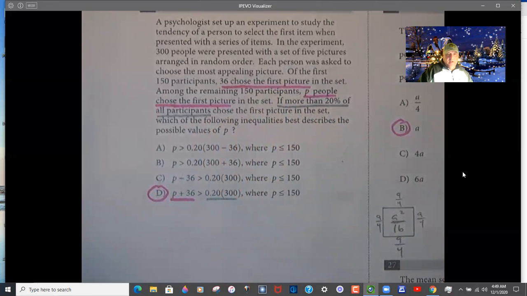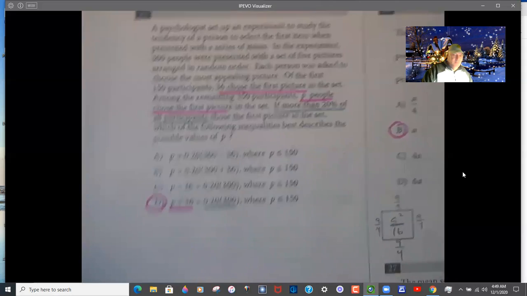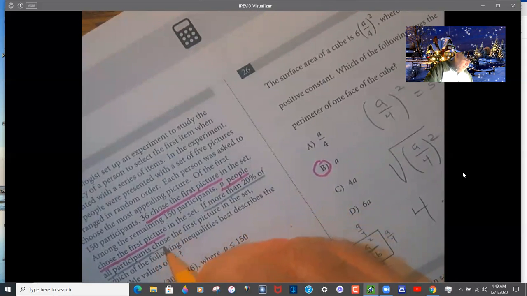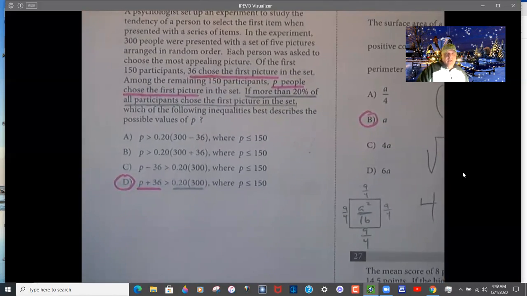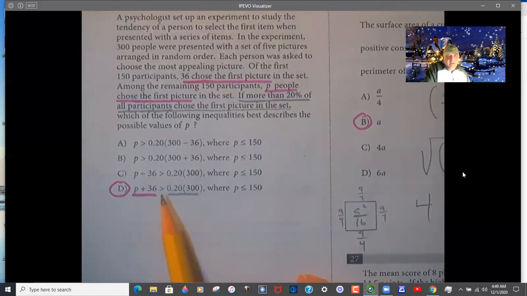That makes it a little bit hard, but it is actually this: if more than 20% of all, shows the first picture in the set. Let me include the underline all the way there. That's the key in that. So that's where that greater than comes in there.